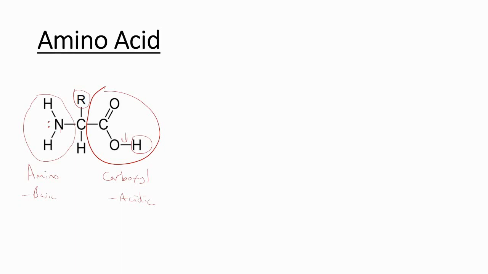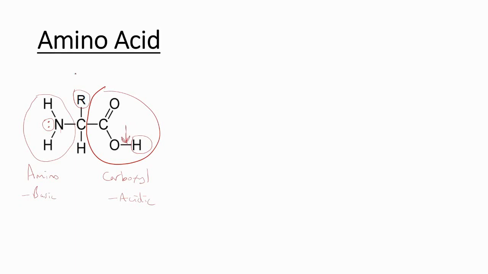Each amino acid has an amino group which is basic, which means that it can accept protons through the lone pair on nitrogen. It also has a carboxyl group which is acidic, which means that H+ ions can dissociate through breaking of this covalent bond.